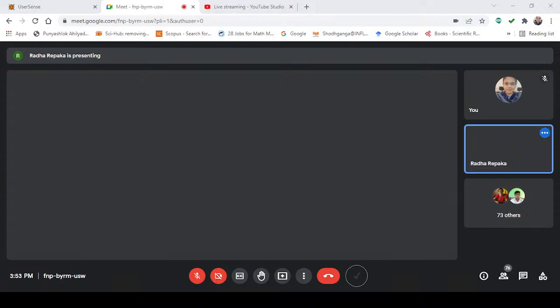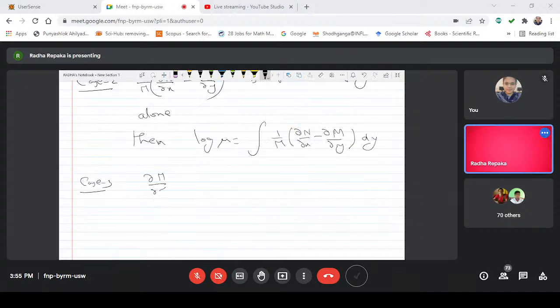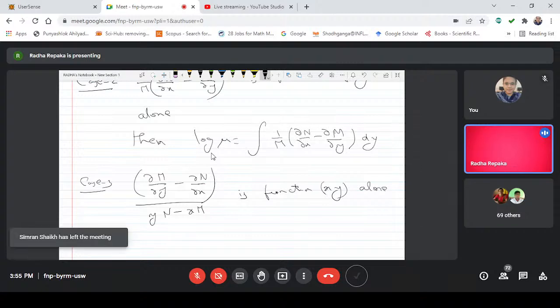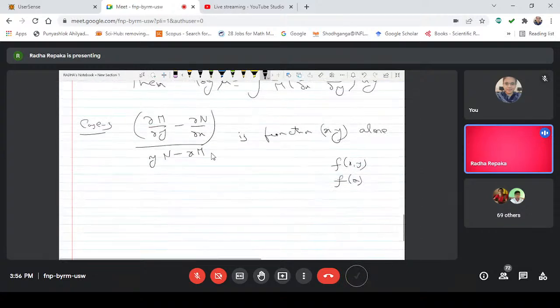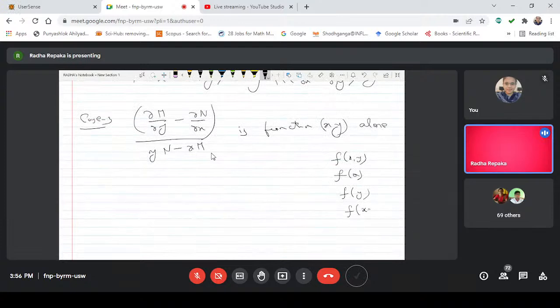Case 3: in this case, (dM/dy minus dN/dx) divided by (yN minus xM) is a function of x into y. See, there is a difference. f is a function of x and y, f is a function of x alone, f is a function of y alone, f is a function of x into y. Now I am talking about this.